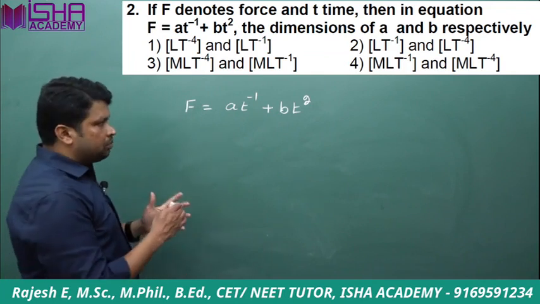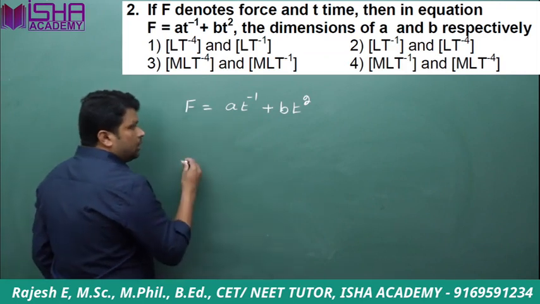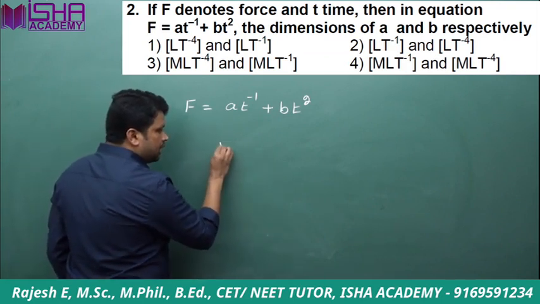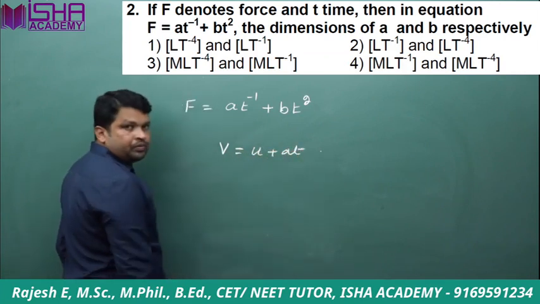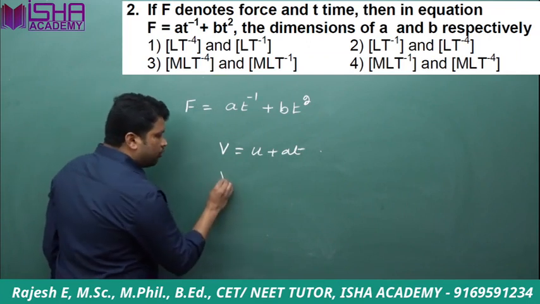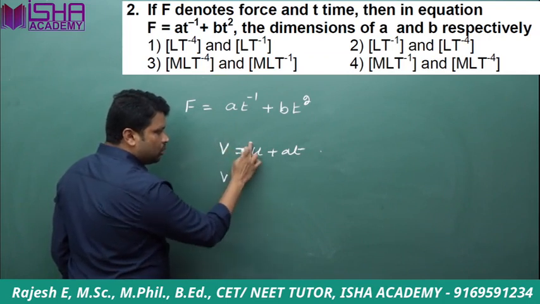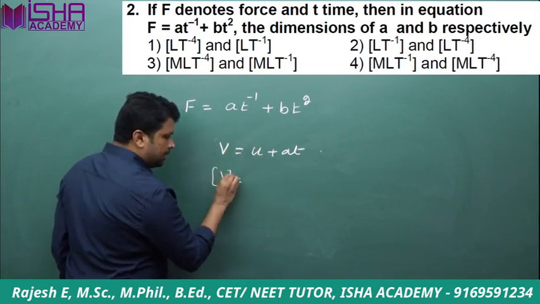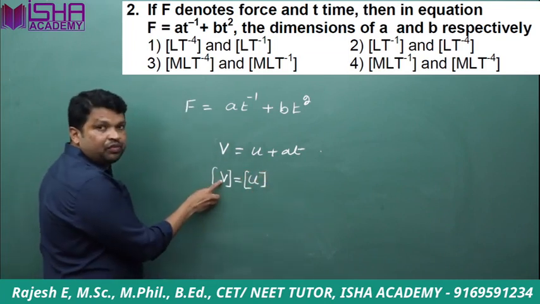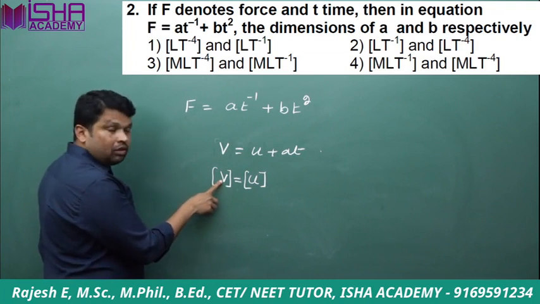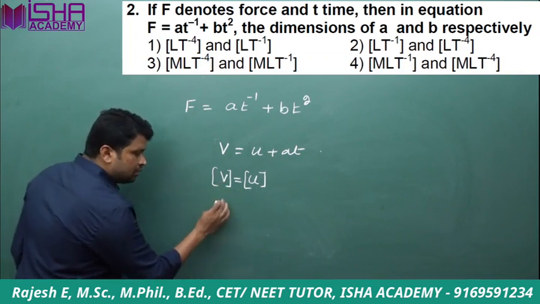See, in the first chapter, in units and measurements, you learned what is meant by homogeneity of equation. Homogeneity of equation means if there is an equation, V is equal to U plus AT, then according to this equation, the dimension of V is equal to the dimension of U. What do you mean by this? What is V? V is velocity, the final velocity. This is the initial velocity, right? So the final velocity is also a velocity.